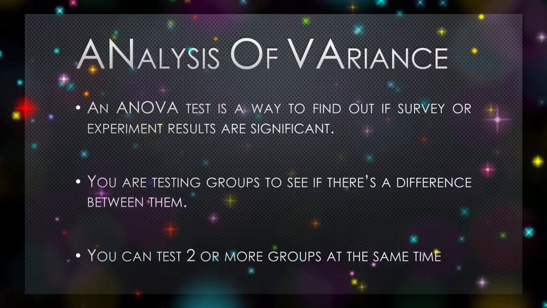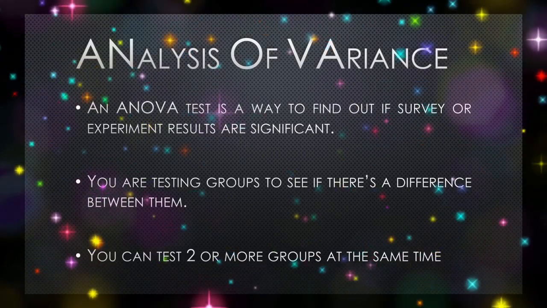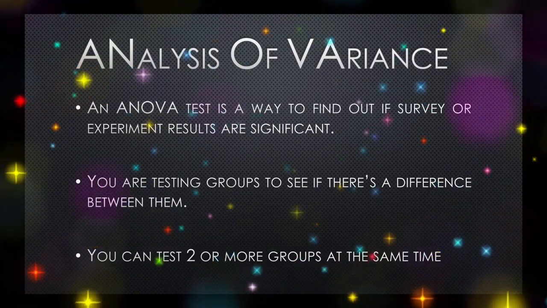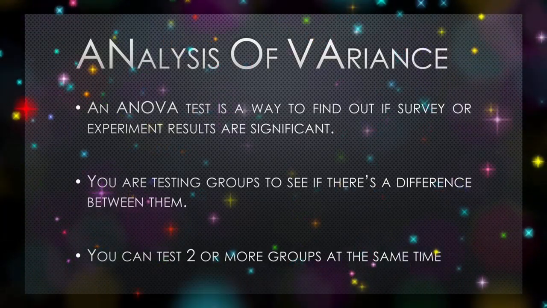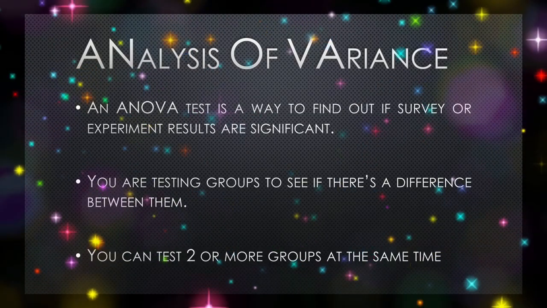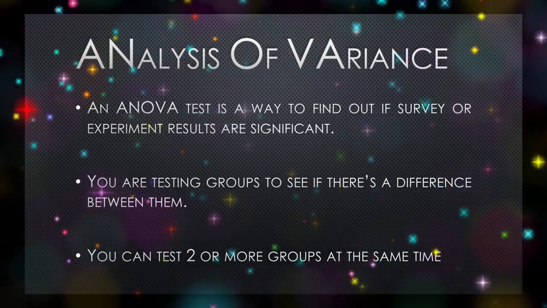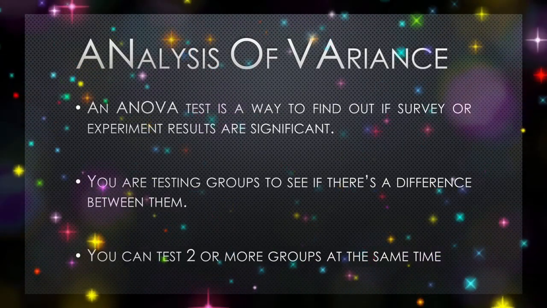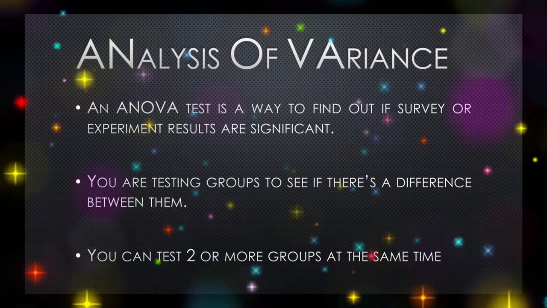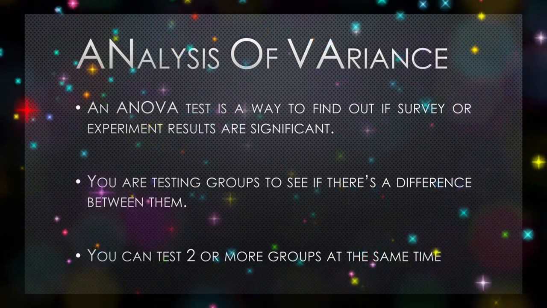Now, ANOVA stands for analysis of variance. So, it is a test to find out if a survey or experiment results are significant. You are basically testing to see if there's a difference between the groups. And with ANOVA, you can actually test two or more groups at the same time.